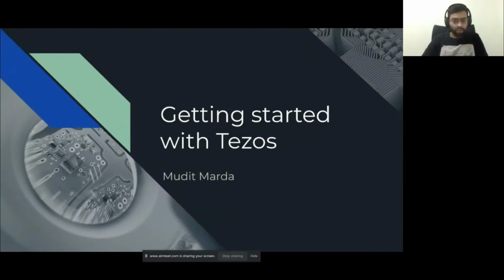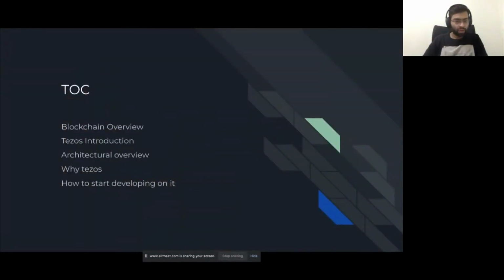So getting started with Tezos, this is what we're going to cover. Blockchain overview, then a quick introduction to Tezos, then some things about how Tezos is architected, and why you should use Tezos, why you should build on Tezos, and how we start developing on it.